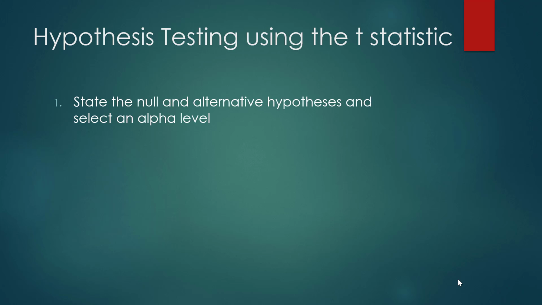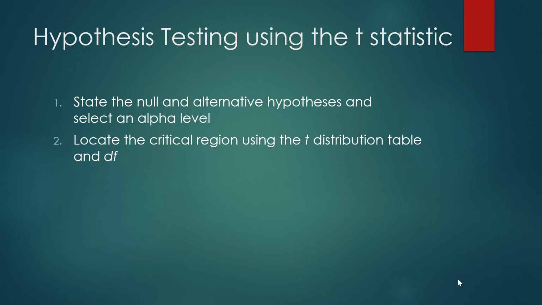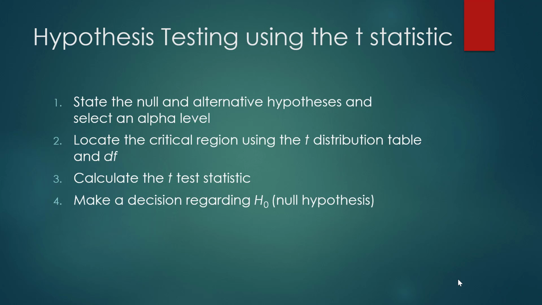So the hypothesis testing is going to be the same as we did with the z-test. Remember I said those 4 steps we were going to keep coming back to. So state the null hypothesis, locate the critical region, calculate the new test statistic, and make a decision. So we're going to go through those steps.